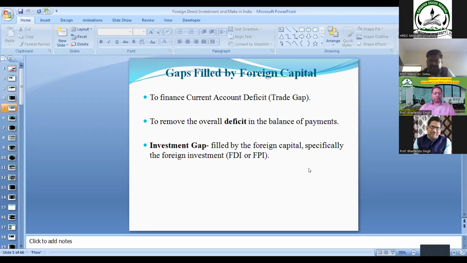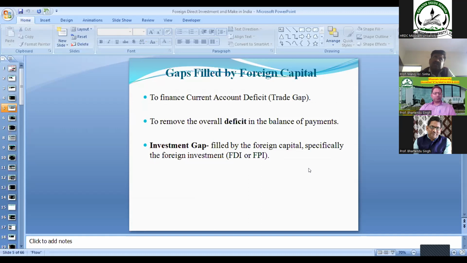A current account deficit arises when there is a gap between our imports from other countries and our exports, and imports are larger than exports. Then there is a need to make the payment in foreign currency, in foreign capital, for financing the deficit. Another may use foreign capital for deficit financing in the balance of payments, the overall balance of payments problem.